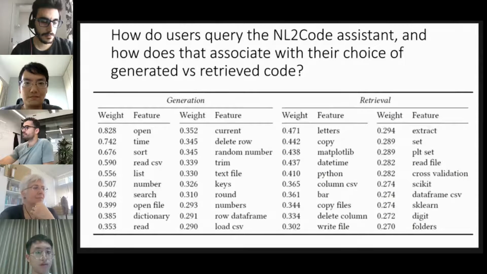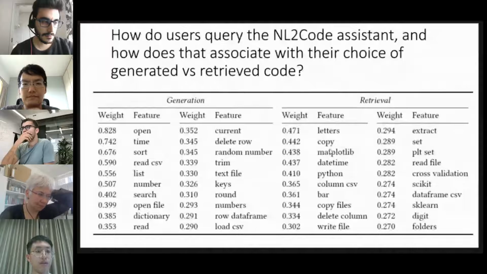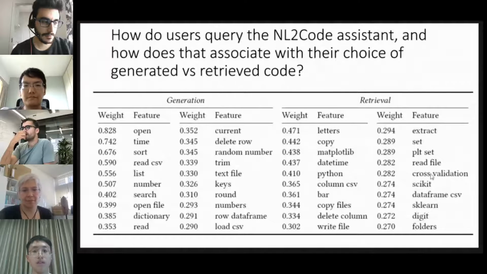And from here we can see that, for example, the generation models seem to be good at generating simpler tasks, for example, like open, read file, date, time, and dictionary, text file, and all that kind of stuff. In contrast, the retrieval-based models usually work better on machine learning, data analysis, or data visualization problems, as we can see here, like matplotlib, data frame, sklearn, cross-validation.